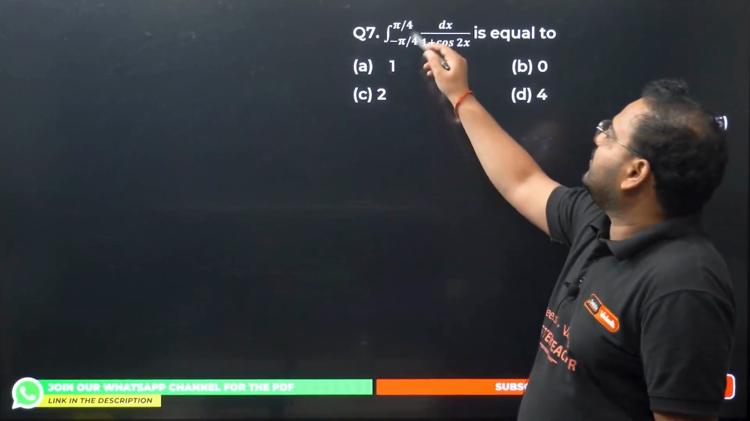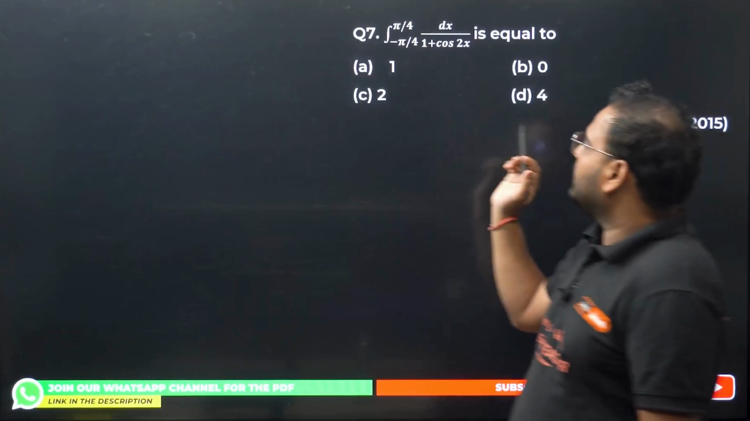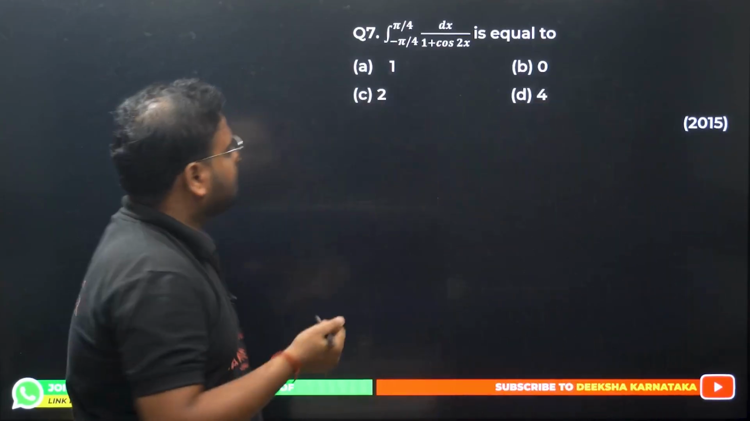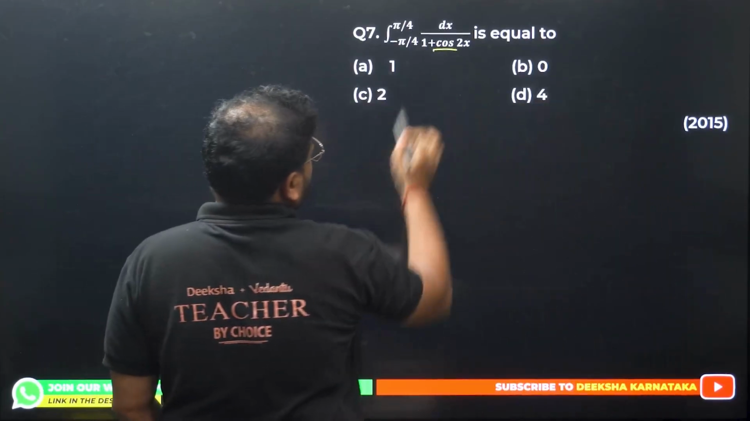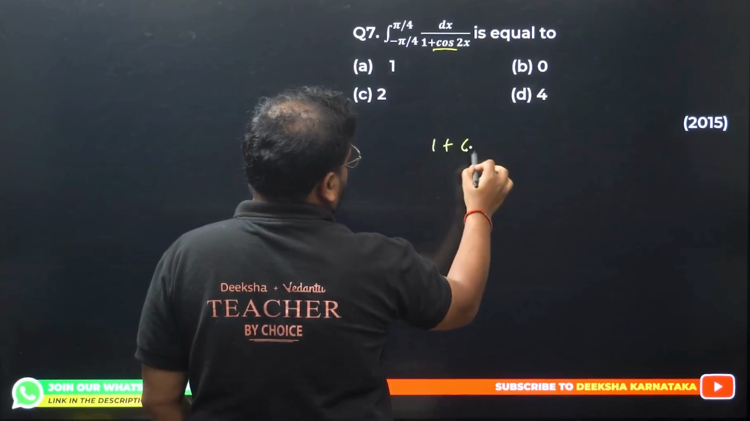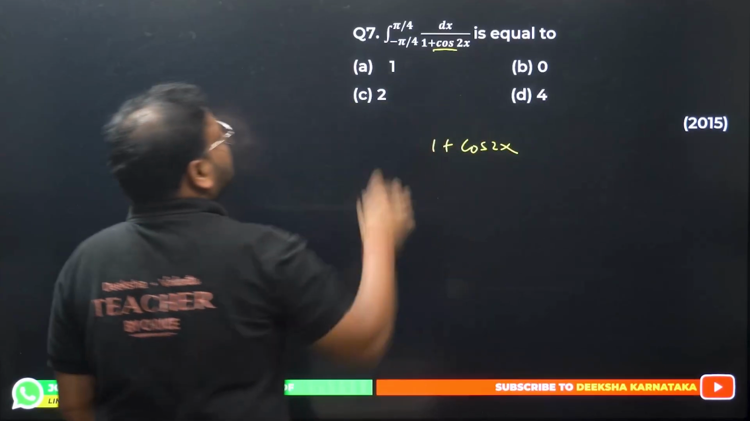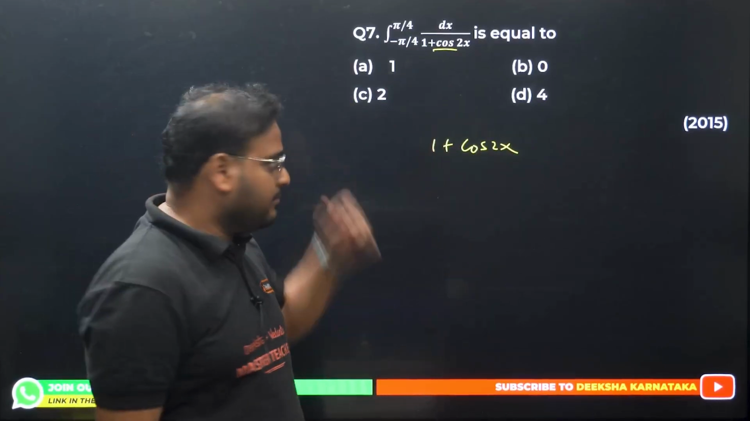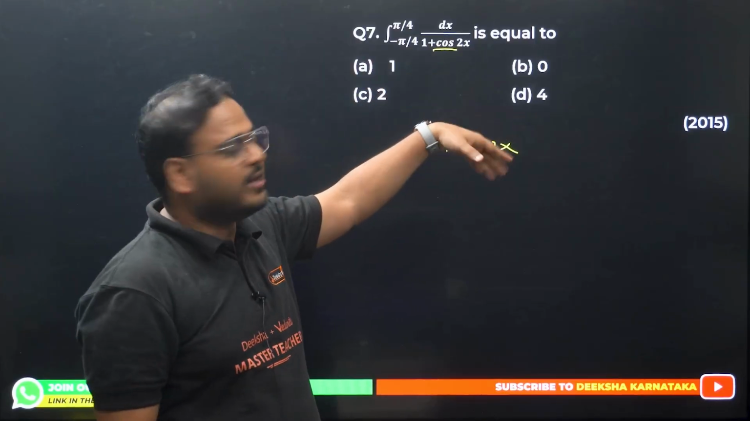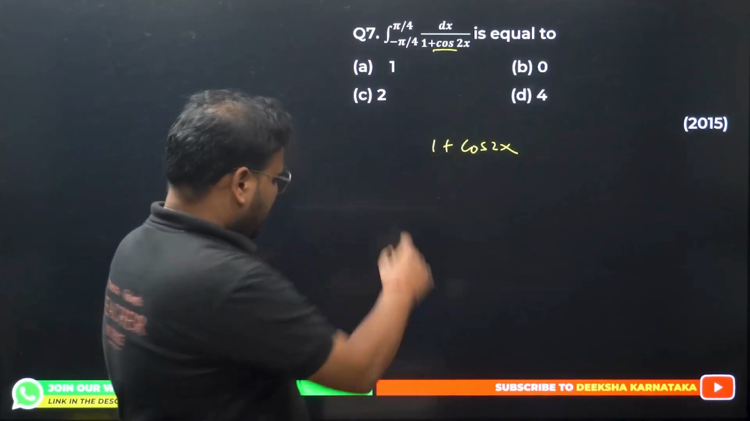Please check. We have minus a to a. Okay. We have 1 plus cos 2x. I thought about odd and even, but it's not working out. That's why I left it. We have 1 plus cos 2x. Try now. What are you going to get?